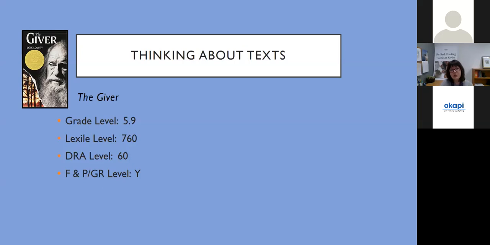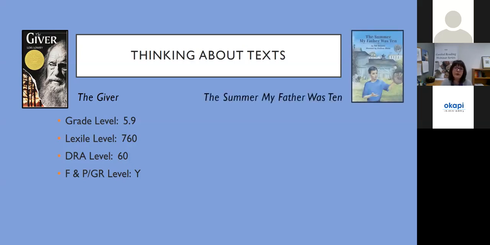So one of the things that was interesting to me was that there were lots of discrepancies among the levels that are given for this book. Well, then I pulled out another book called The Summer My Father Was 10, and I thought, I wonder what kind of information I would get with this book. Now, if you don't know this book, it's a picture book. It's typically used with students in 3rd, 4th, and 5th grade.